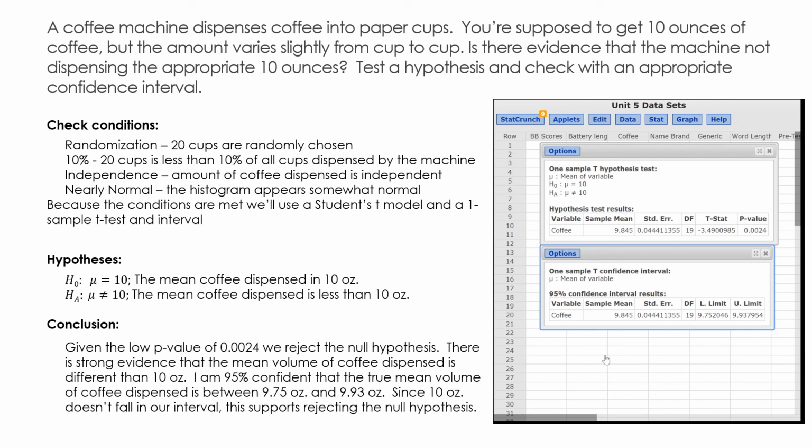I'm 95% confident that the true mean volume of coffee dispensed is between 9.75 ounces and 9.93 ounces. 10 does not fall in that interval, so it supports rejecting the null hypothesis.